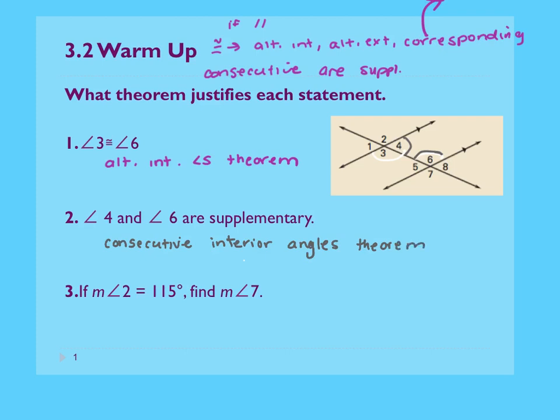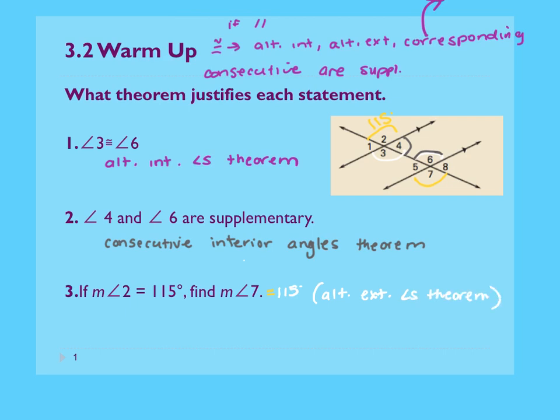Okay, and then 3 says if the measure of angle 2 is 115, find the measure of angle 7. They are alternate exterior, which makes angle 7 what? 115 degrees. So it's congruent. Good. 115, and that's the alternate exterior angles theorem.